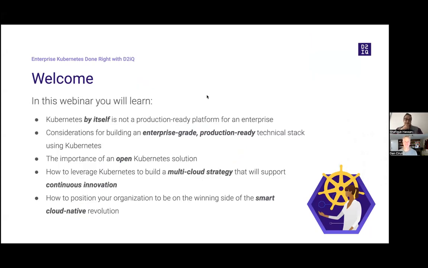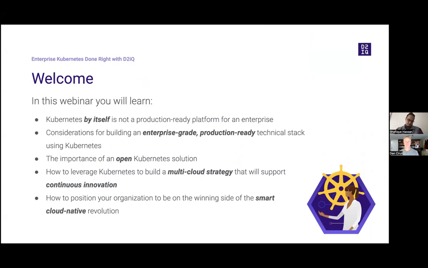I'm glad that you're spending some part of your Wednesday with us. And we're really excited to share our vision for enterprise Kubernetes done right. And just wanted to throw out a couple of takeaways to get this agenda rolling.